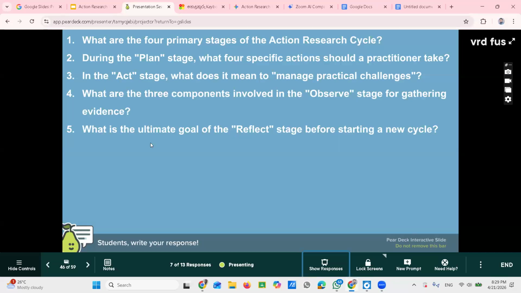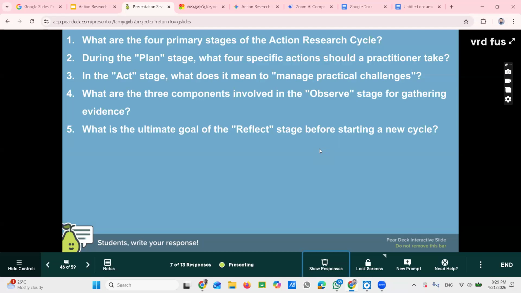Then what is the ultimate goal of the reflect stage before starting a new cycle? In the reflect stage, you need to analyze the data and get the result. Based on the result, you decide the next step, what you are going to do next. Stop the action research at this stage, or do it again, the second round? These decisions you take under reflect.